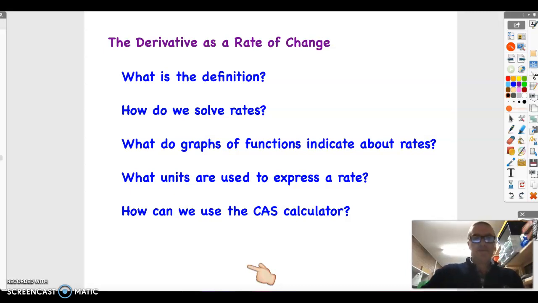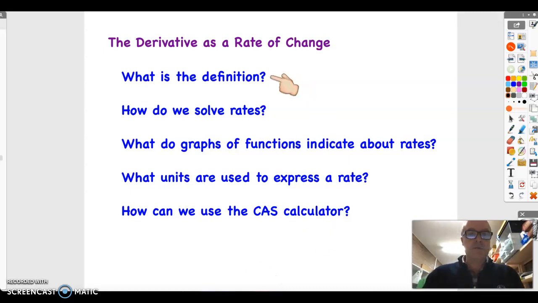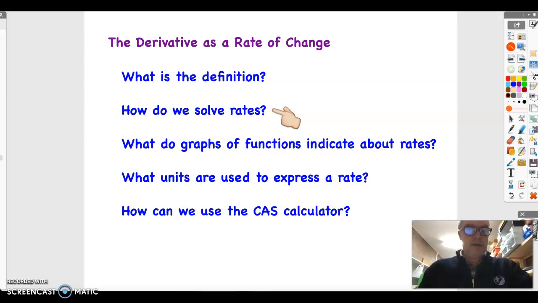Hello everybody. Our lesson today is to talk about rates of change, particularly in terms of using the first derivative of a function. So we'll go through today what the definition for the rate of change is. We'll talk about how we actually solve rates, although a big component of today's lesson is we're going to feature the CAS calculator as much as possible.